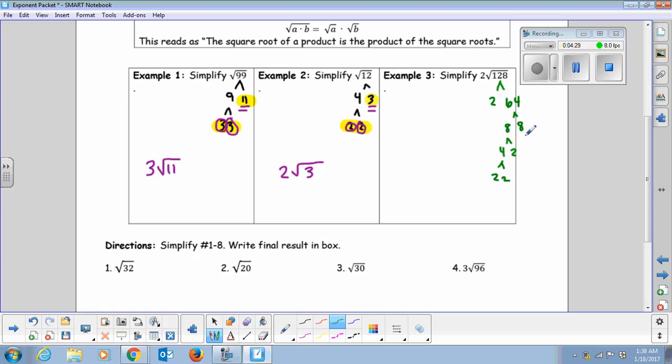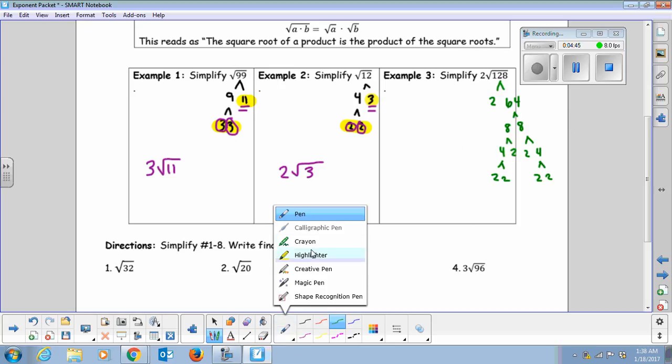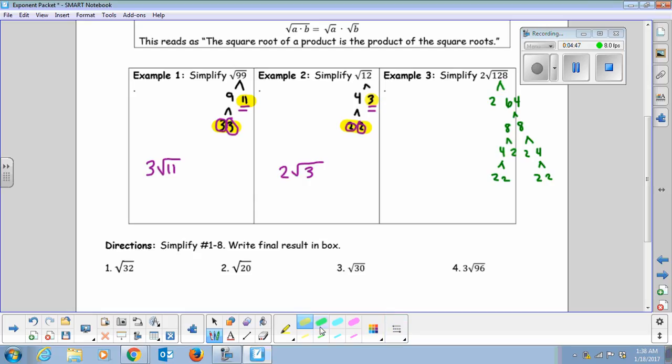And the same goes for over here. So with 8, we have 2 times 4. And then we can break my 4 up into 2 times 2. Okay, so this looks kind of crazy, so we want to go back and highlight just our end numbers to make sure that we're not counting things more than once. So I'm going to start at the top. 2 has nothing underneath, so I want to highlight that. 64 has 8 times 8, so I don't highlight that.